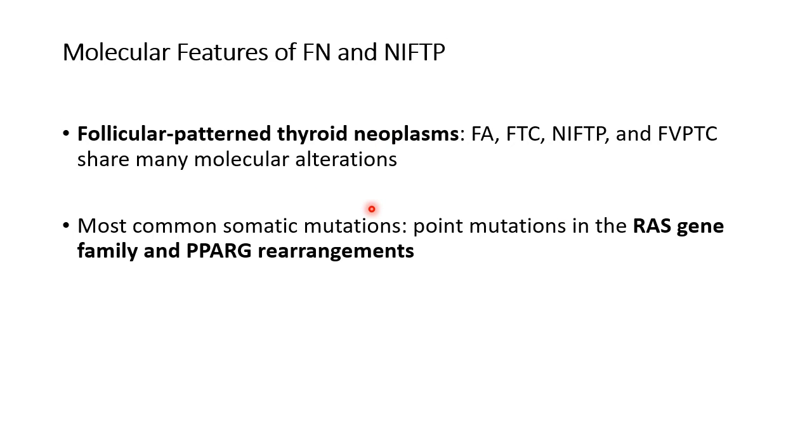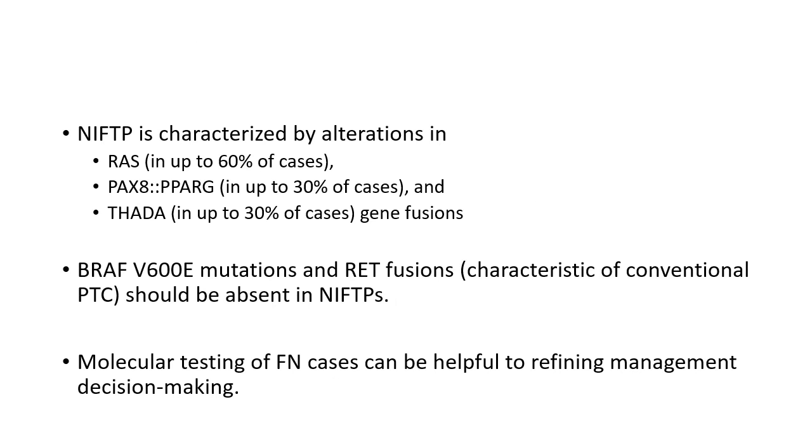So a few words about the molecular features of follicular neoplasms and NIFTP. Follicular patterned thyroid neoplasms, that is follicular adenoma, follicular thyroid carcinoma, NIFTP and FVPTC share many molecular alterations. The most common somatic mutations being point mutations in the RAS gene family and PPARG rearrangements. NIFTP is characterized by alteration in RAS in up to 60% cases, PAX8-PPARG in 30% cases and THADA in 30% cases, whereas BRAF V600E mutation and RET fusion are absent in NIFTPs.